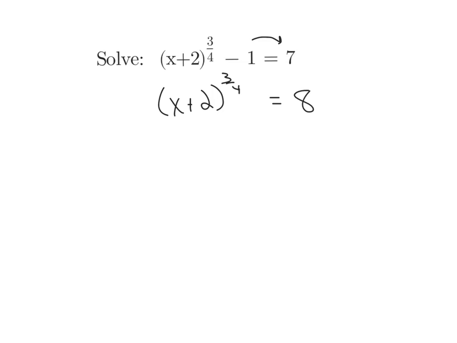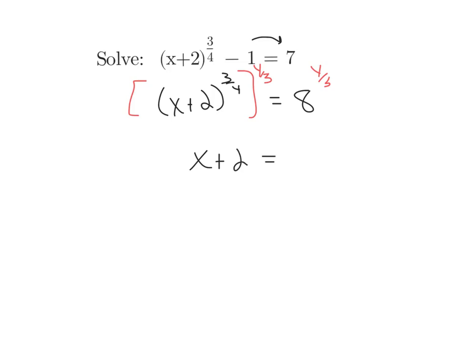Now, what we're going to have when we have a fraction exponent or rational exponent is we're going to raise both sides to the reciprocal power. So the reciprocal of 3/4 is 4/3. That's 4/3. So on the left-hand side, the exponents just cancel each other. So I get x plus 2.